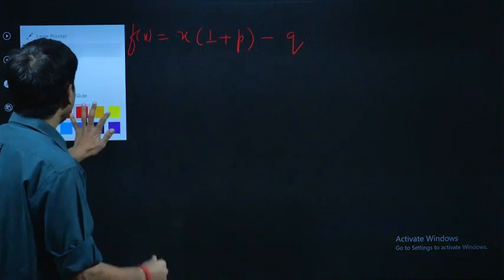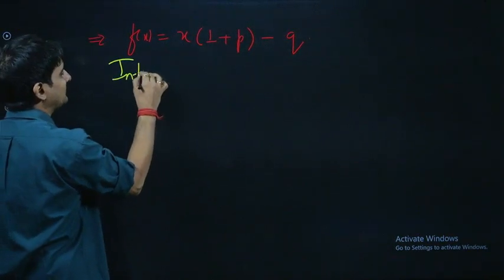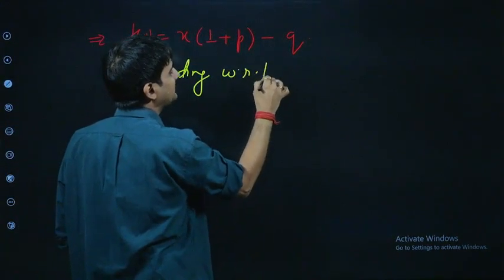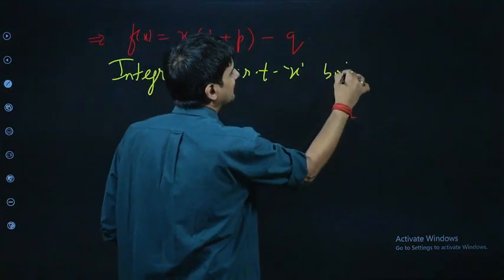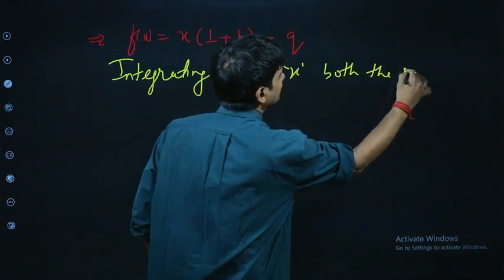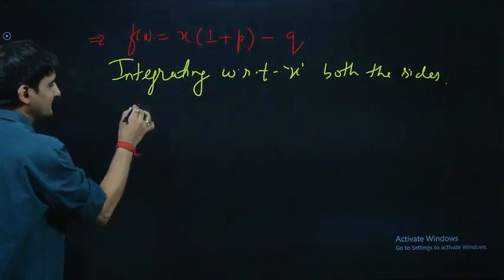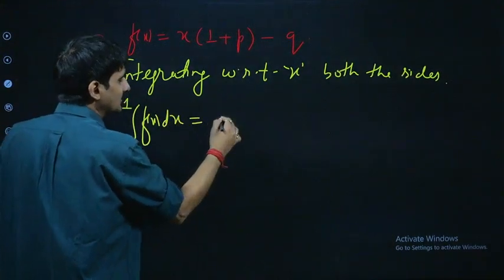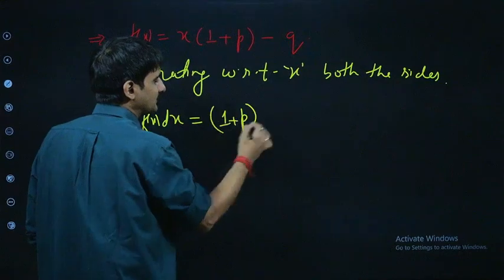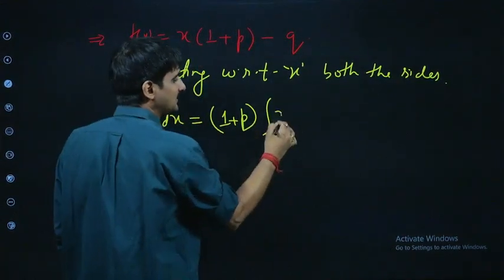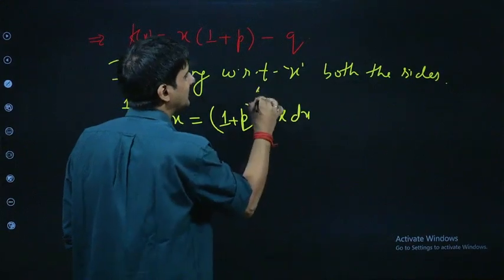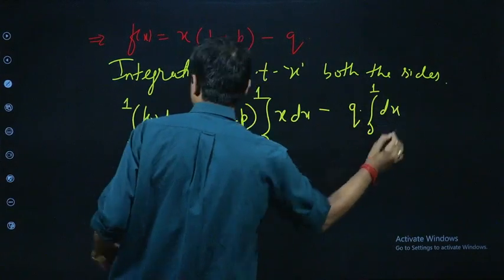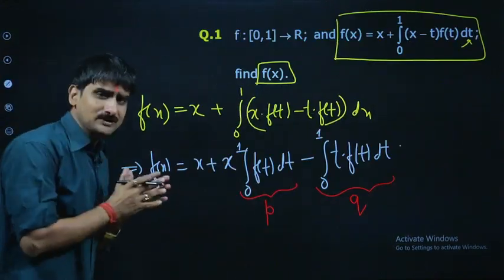Now I will say, integrating both the sides from 0 to 1. So integrating, of course, with respect to x, both the sides, and within the limit 0 to 1. So what do we get? We get integral 0 to 1 of f of x dx is equal to 1 plus p, which is a constant, so it will appear outside the integration, and then integral x dx from 0 to 1, minus q, again a constant, integral 0 to 1 dx.